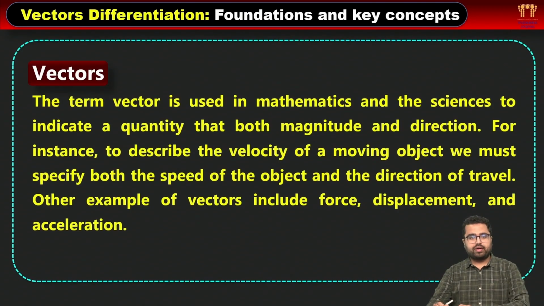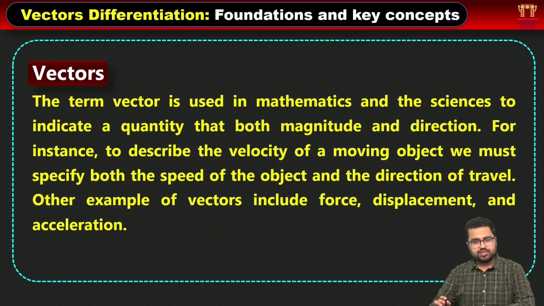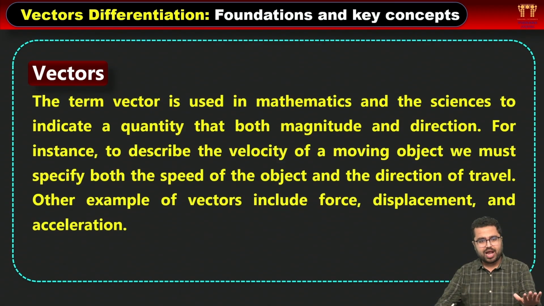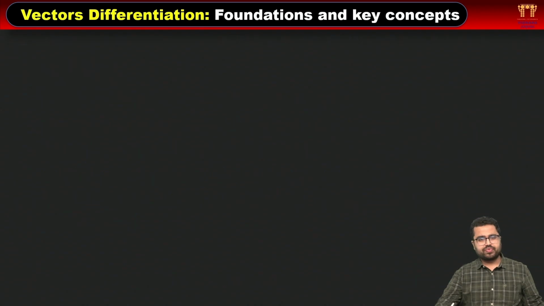Okay, so what are vectors? The term vector is used in mathematics and science to indicate a quantity that has both magnitude and direction. A scalar quantity has magnitude only. Vectors are quantities which indicate both magnitude and direction. For instance, if you want to describe the velocity of a moving object, you must specify both the speed of the object and the direction in which it travels. Some more examples are force, displacement and acceleration. So these are some basic examples of vectors.